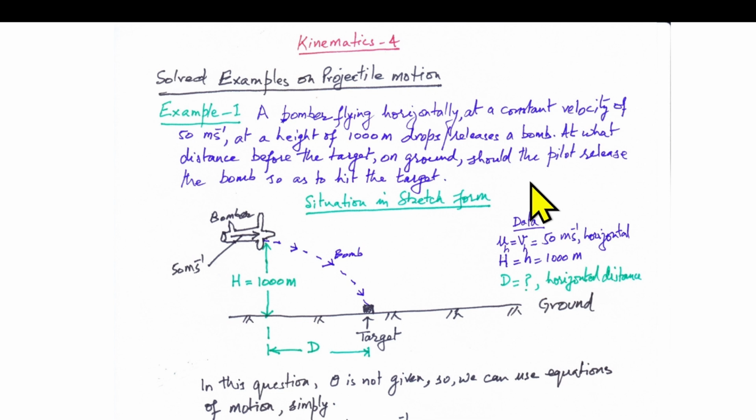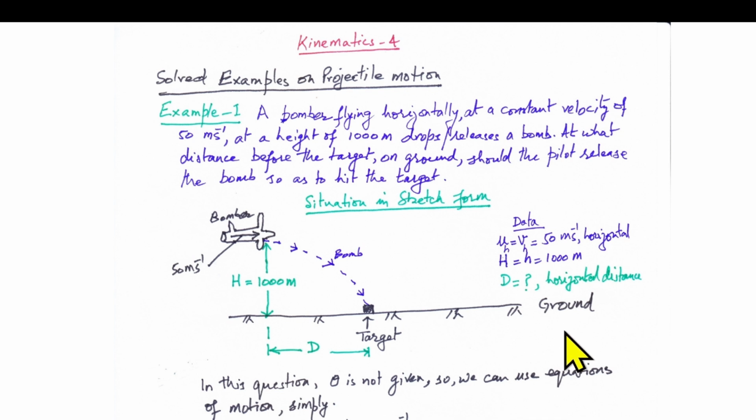Now I have explained the situation in sketch form. The height is 1000 meters, and the distance capital D we have to calculate. The horizontal velocity of the aeroplane or the bomber is 50 meters per second. On the right side I have written the data and the requirement. You must write the data for the solution so that all the information given in the question is available to you.